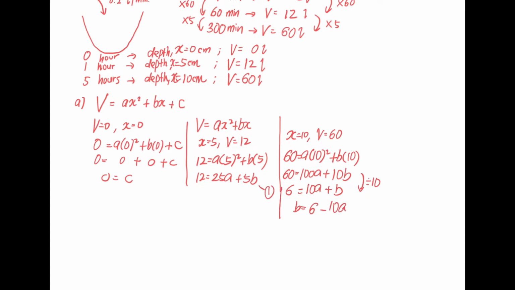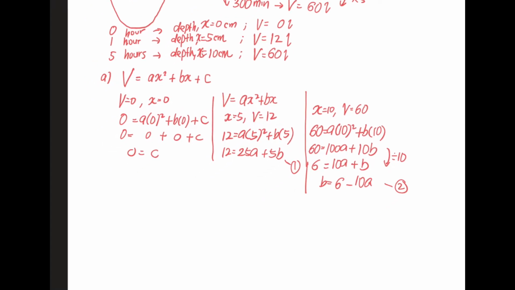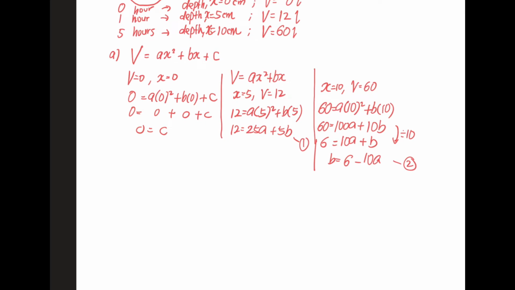I have equation 1, equation 2. So I need to do simultaneous equation by using substitution. So I do substitution of 2 into 1. So imagine something like this. I substitute this over here to replace the b with 6 minus 10a. So I will get 12 equal to 25a plus 5 times 6 minus 10a.